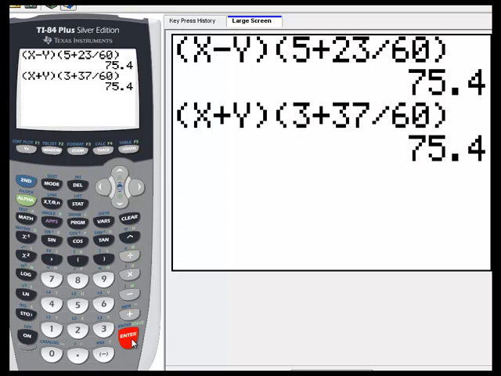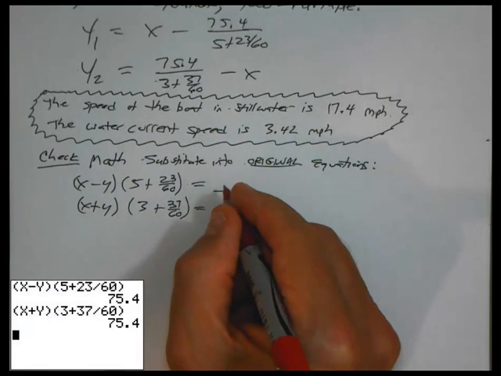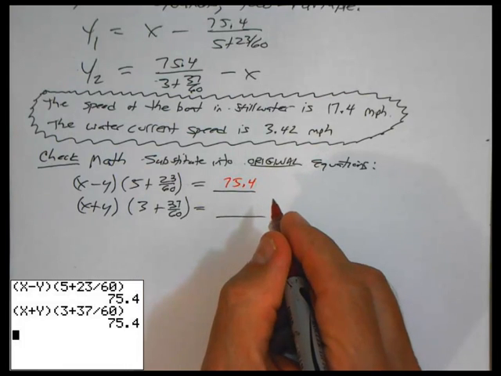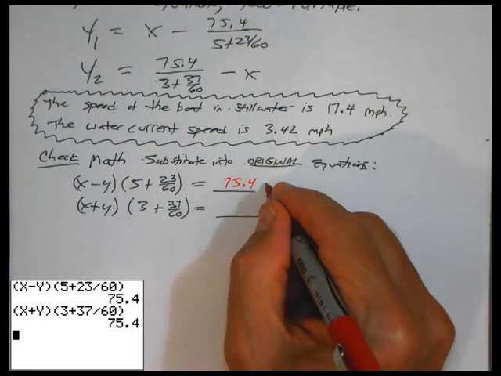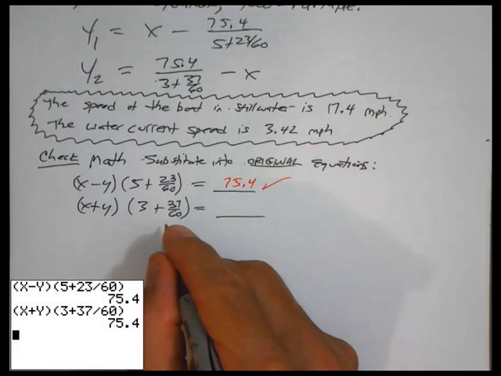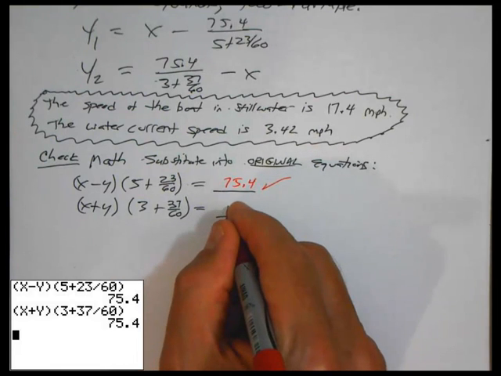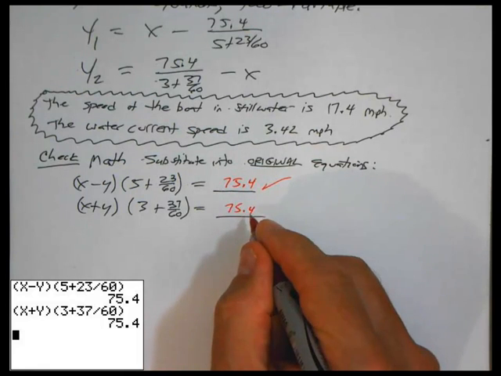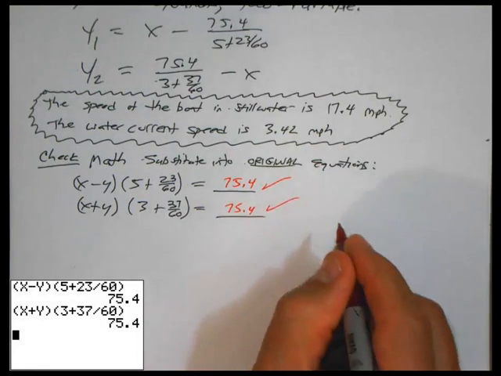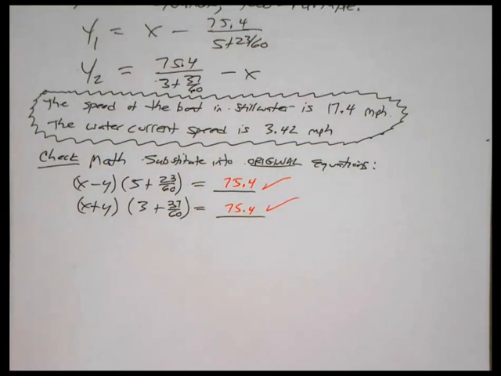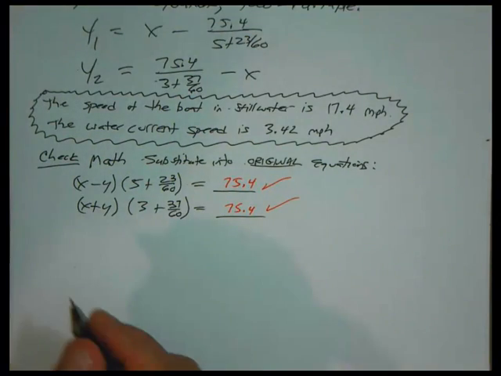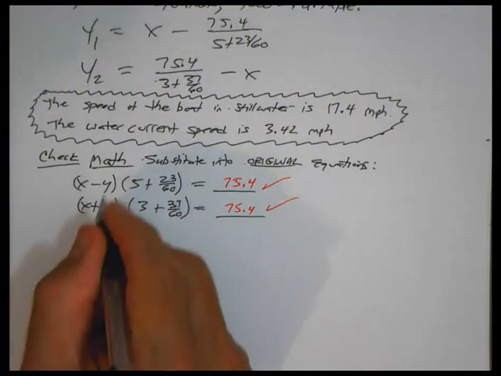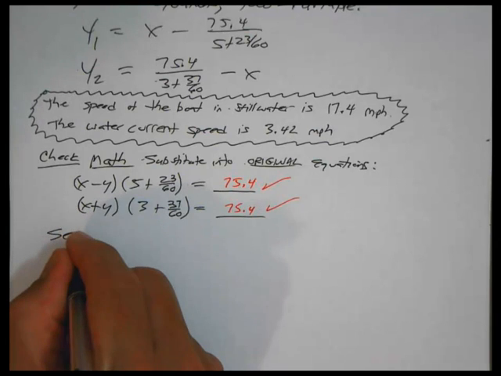Let's go back to the paper. Okay, so here the calculator came up with 75.4. That matches our first original equation. Check. In the second situation, it came up also with 75.4. That meets the left-hand side of the original equation. Looks good. Now, what about sensibility? Okay. So there's the math check. Sensibility.